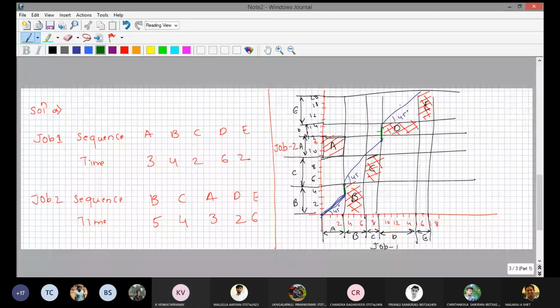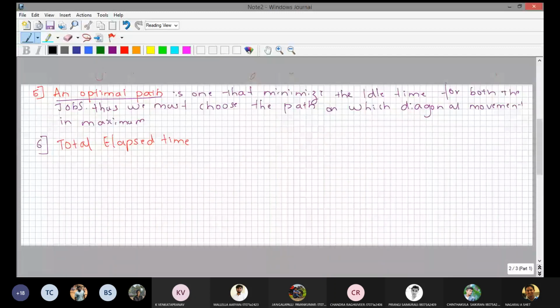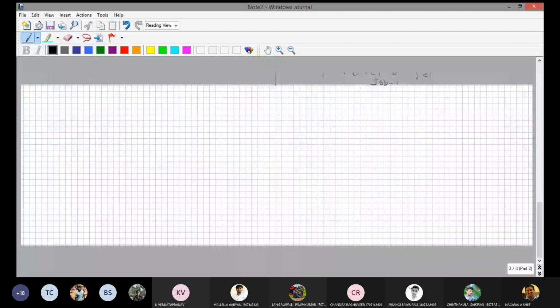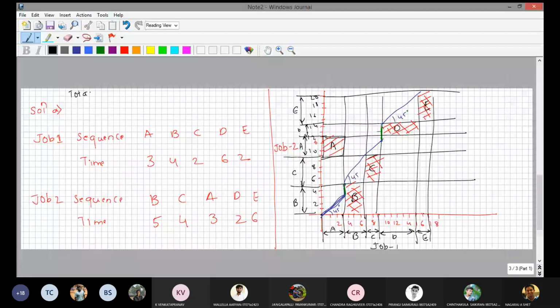I will tell you about the calculation now. We have to find what the problem is given. In the problem, you can understand we have to calculate the total elapsed time to complete both the jobs. Now, if you want to find the total elapsed time in this problem, this is very simple. First we'll go with job 1.